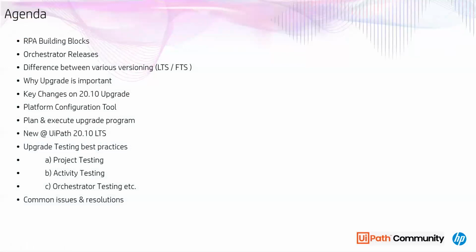Quick agenda, which has a lot of content, but just to align, you can see what topics we'll cover. A quick start with the RPA building blocks, and then we'll see the release cycle, how orchestrated release happens over the year, what the difference between LTS and FTS is, and the different nomenclature. Some changes with 20.10 and what is new with 20.10, and I'll show you one approach of upgrade, how one cycle or prototype of the upgrade cycle can best fit some of your enterprises, and some common issue resolutions and activities we'll discuss.